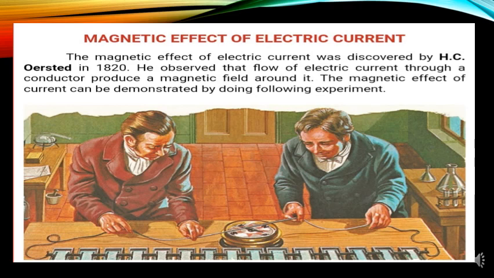So in this experiment, basically you should know that if a current is flowing in a wire and you bring a compass near the wire, it will show deflections. That means a magnetic field is there around the wire. Usually a compass can show deflection only when it is brought close to a magnet, isn't it?